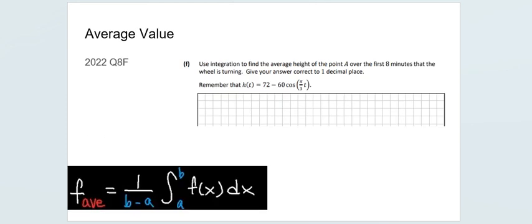Okay, so that's that. This average value question, this is an example of it in 2022 question 8F. So h of t is equal to 72 minus 60 cos pi over 3 t. So this is integration really. Now this is the only integration that I've put into this video, but integration comes up a little bit more as well. So you could be asked to just integrate a function, but this has come up every year actually. And it's fairly easy to see because it'll always mention the word average, so average height of a point, and it'll always give you a function to use the formula in. So you need to know this formula.